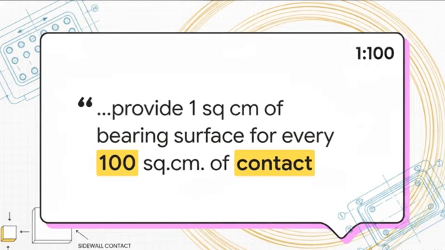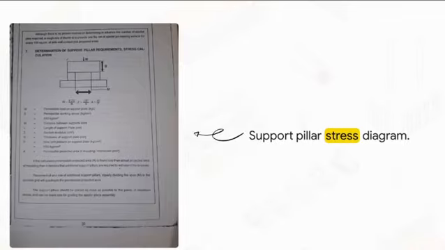You always want to provide 1 square centimeter of ejector pin bearing surface for every 100 square centimeters of sidewall contact. Note that sidewall contact, not projected area. That is your golden ratio for pin placement, well before you even start looking at the larger support plates. Now, for the plate itself.